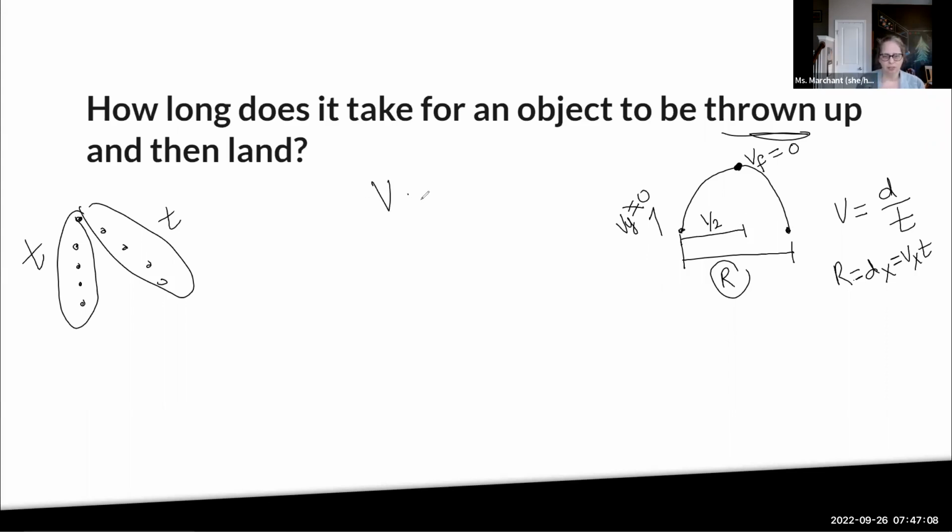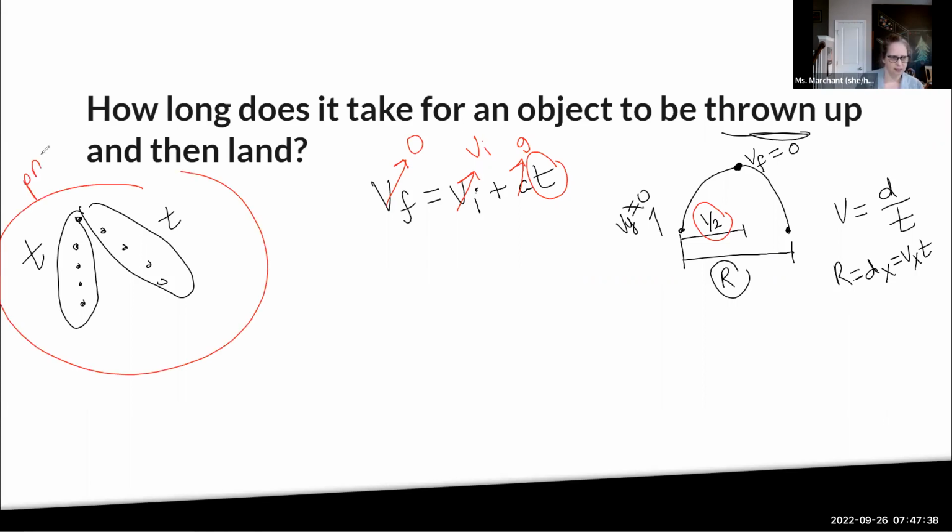So if we go V final equals V initial plus AT, and we know V final is 0, and V initial, they gave it to us, and we know our acceleration is due to gravity. What can we solve for? The time. That is half the time. So if you have a problem where you have to go a little bit further, where they're actually throwing the object up or down, it's not a projectile in this manner.